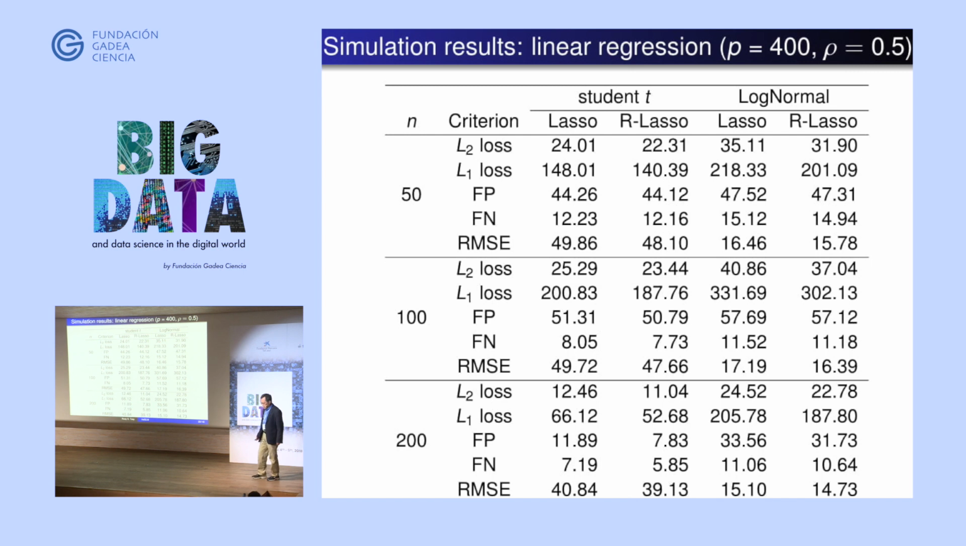So here is the result for this particular simulation. You can see that when sample size is 50, those are not really reliable. Okay. With sample size 50, you have 400 dimensions with serial dependence. Those results are not really that great.